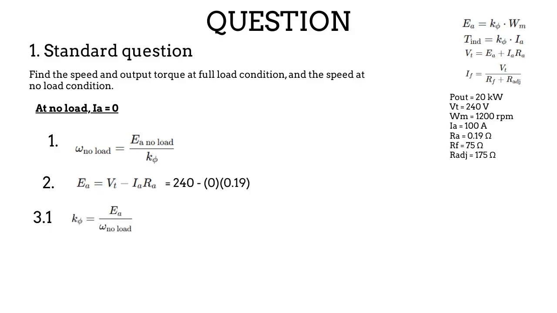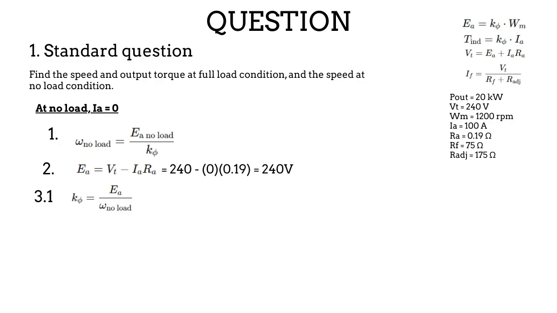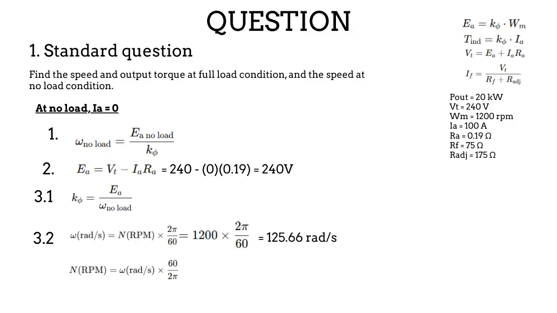To find K flux, we use this equation. To find EA for this equation, we will be using the graph. Wm no load is given. To convert RPM to radian per second, we use this equation. To convert radian per second back to RPM, we use this.